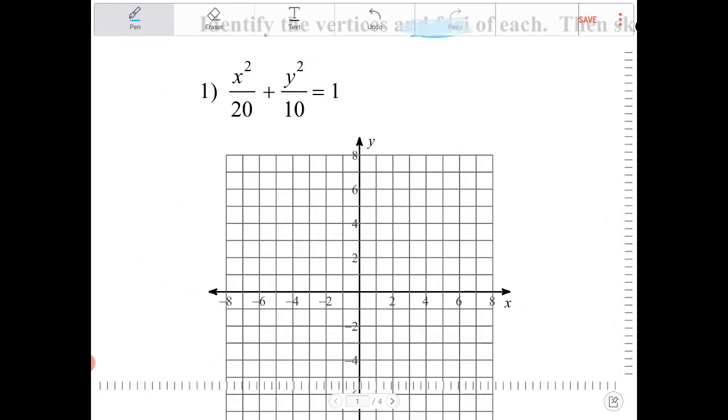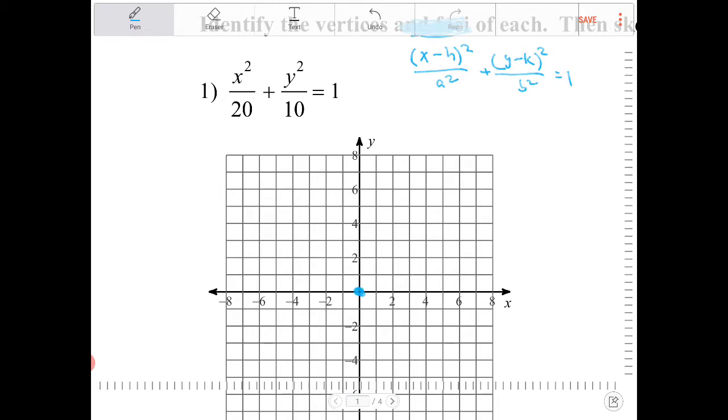What I have here is x squared over 20 plus y squared over 10 is equal to 1. If you recall from the previous video, the general equation for an ellipse looks something like this. Immediately, upon inspection, I can tell where the center of this ellipse is going to be located. This is going to be (0, 0), just because nothing is being subtracted from x or y.